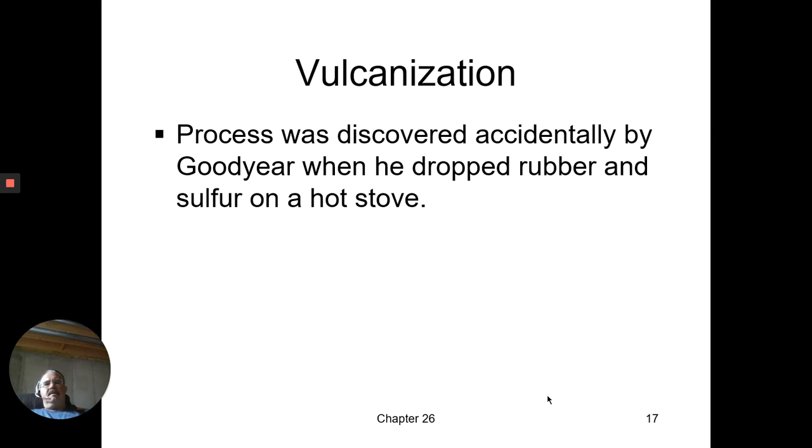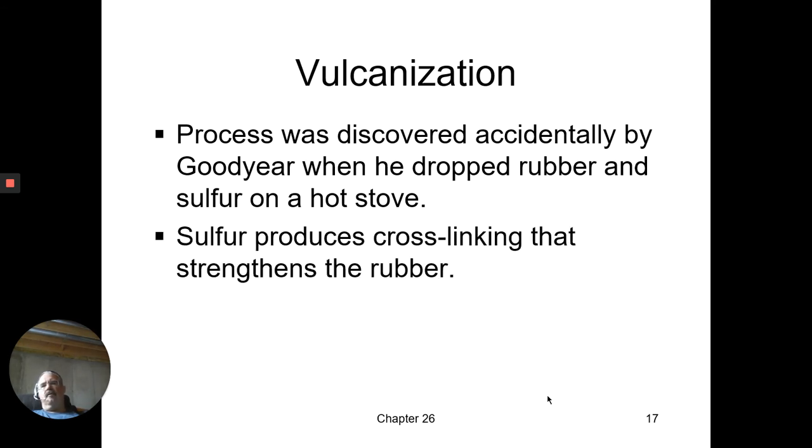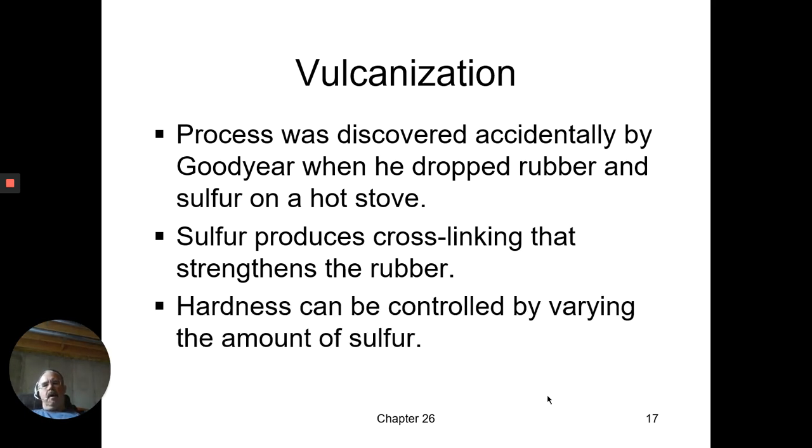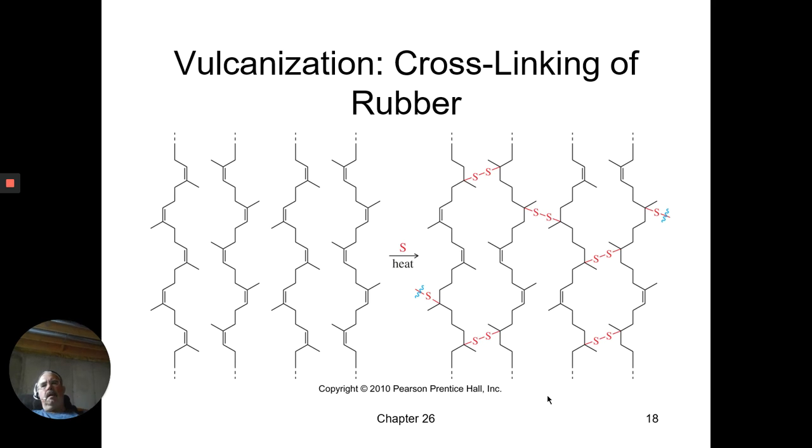Vulcanization is a process that was discovered accidentally by Charles Goodyear. He dropped some rubber and sulfur on a hot stove. What the sulfur does is provide cross-linking that strengthens the rubber. Hardness can be controlled by varying the amount of sulfur. Here this shows the cross-linking of the cis polyisoprene units.